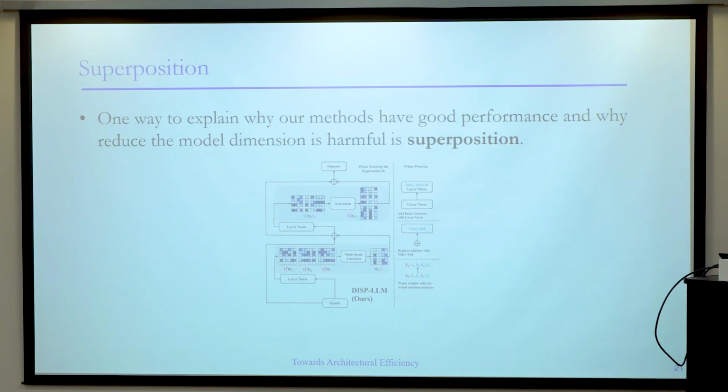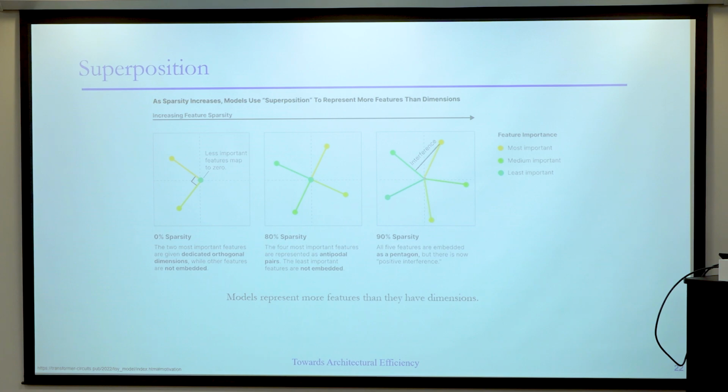So one way to explain why our methods have good performance and why reducing the model dimension is harmful is a concept called superposition. And what is the model dimension? It's actually the size of the residual connection in our method, or it's just the hidden dimension of the original dense large language model. Superposition is a phenomenon where models can represent more features than they have dimensions.